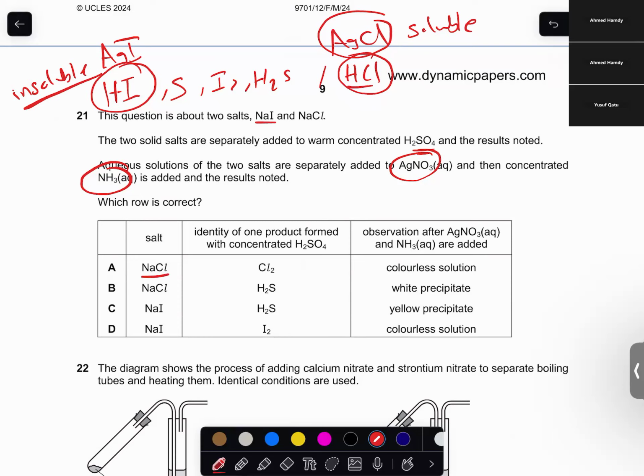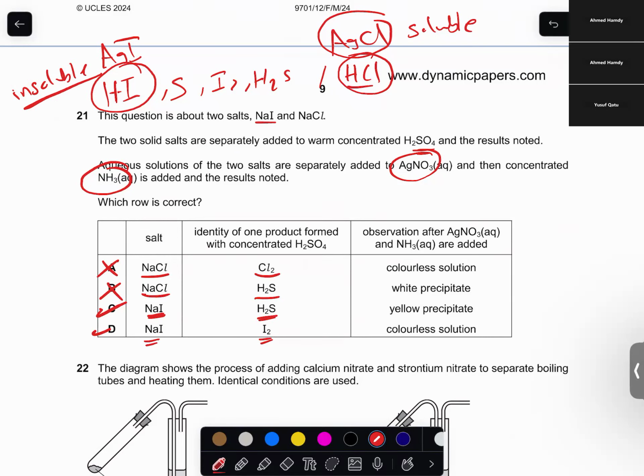NaCl, it produces Cl2? This is wrong. It doesn't produce it because Cl is a weaker reducing agent. The NaCl produces HCl, of course, wrong. NaI produces H2S, yes. NaI produces I2, yes. Both of them are right.